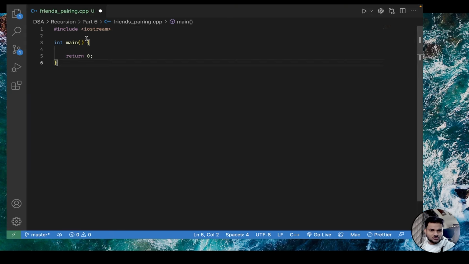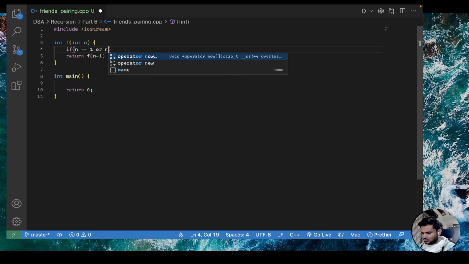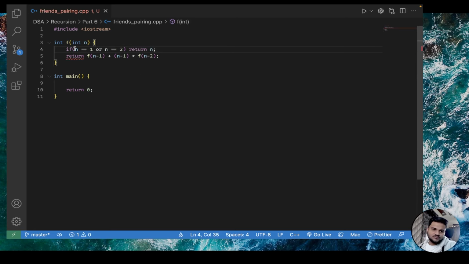Now, if you want to code the same solution, it's going to be an almost same implementation like Fibonacci. You can write int f, it will take a parameter n. So I wrote f of n, right? My final answer is going to be f of n minus 1 plus n minus 1 into f of n minus 2. If n becomes 1, your answer is 1. If n becomes 2, your answer is 2. So if n is 1 or n is 2, I will return n. Right, because if n was 1, your answer is 1. If n was 2, your answer was 2. So these two can be your base cases.